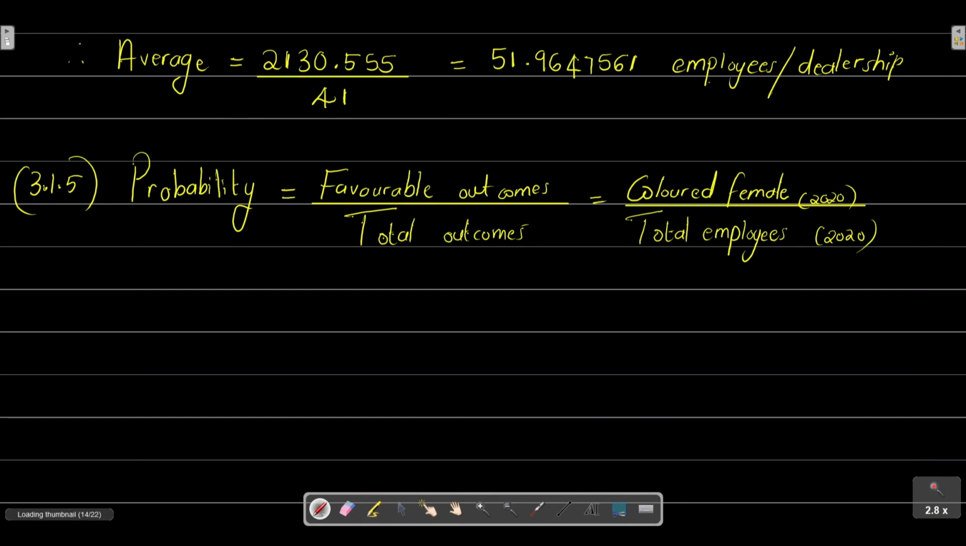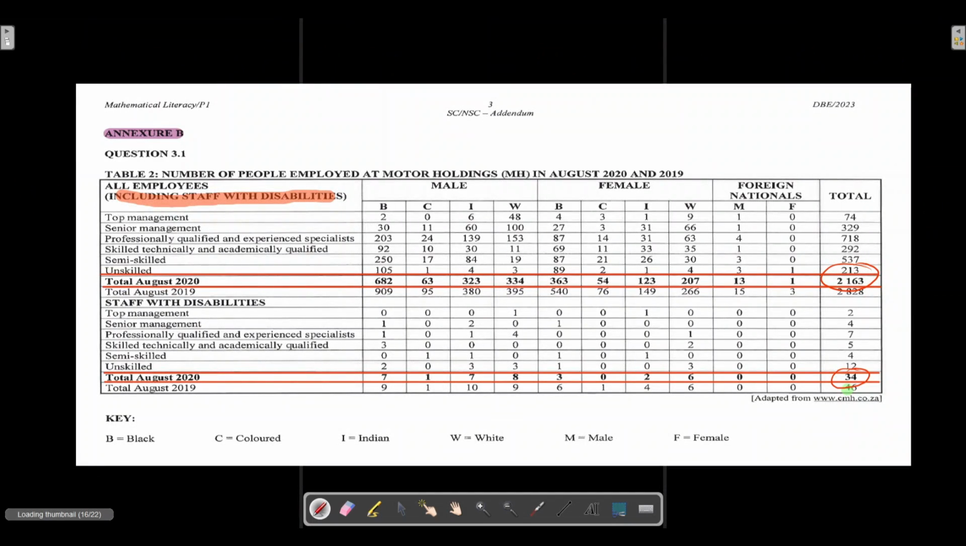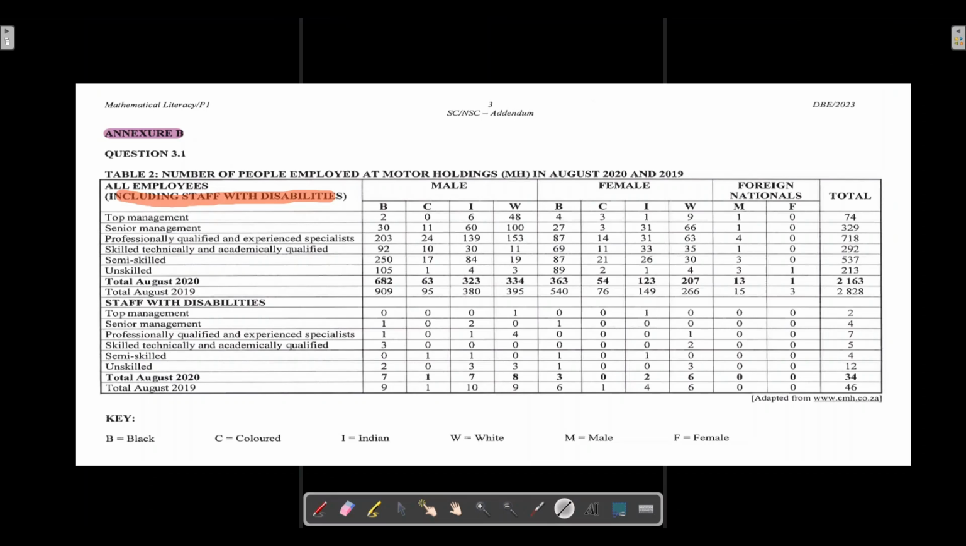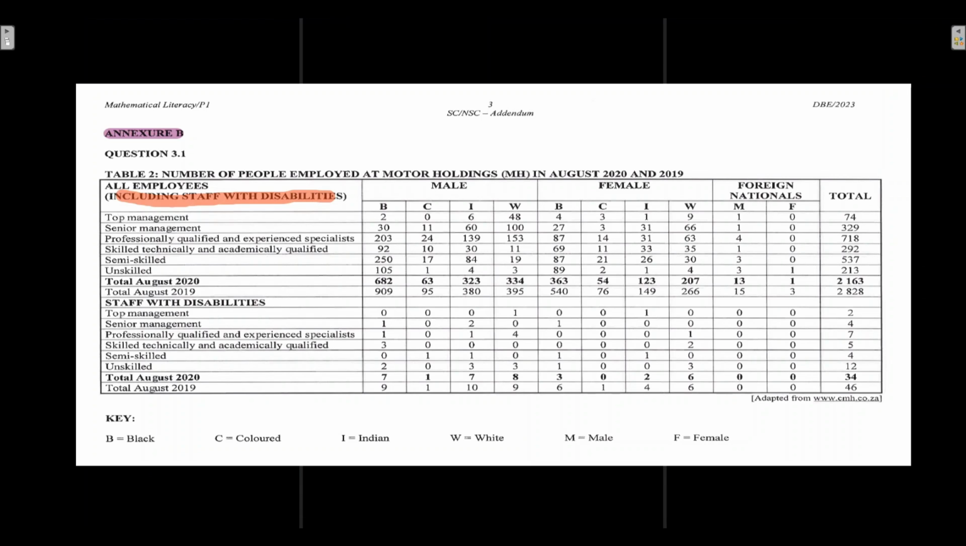So whatever answer that we have, we want to multiply by 100, because we want to determine the probability as a percentage. Okay, so probability is equal to the total number of colored females in 2020. So we're going to go to our table and have a look at the column that has the females, and we're going to be focusing on the colored females.